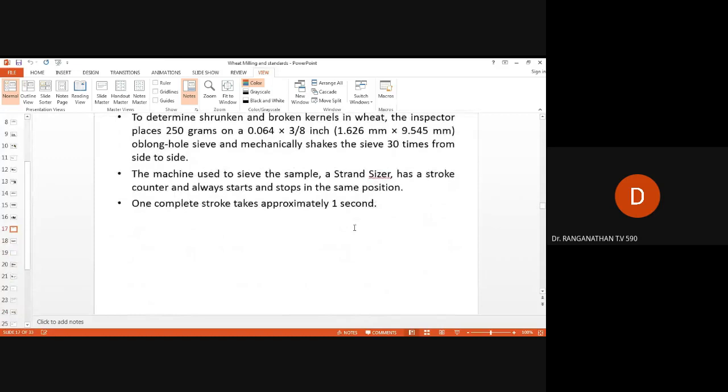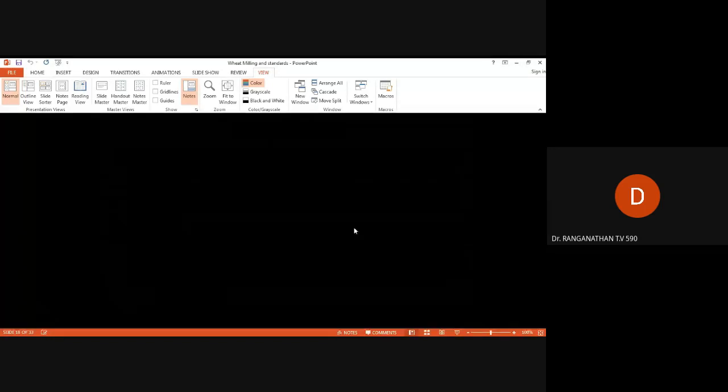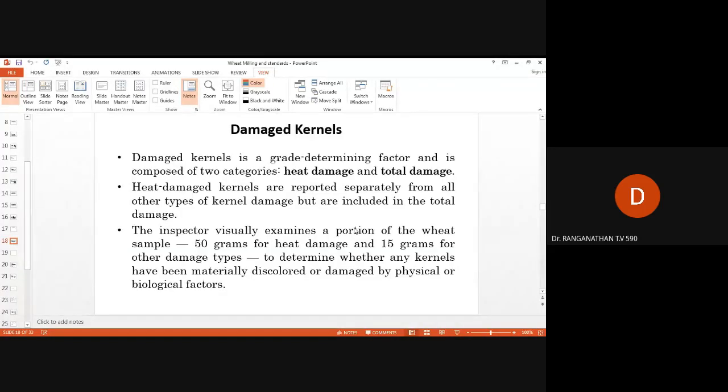Okay. Then damaged kernels. These are either because of heat or total damage, and these are separated. So one thing, you have shrunken and broken kernels, heat damaged kernels. How is it happening? Again, I think normally in the case of harvesting, sometimes in sugarcane and all, sometimes they burn the grass to aid the process of harvesting. So during that case, heat damage is observed.